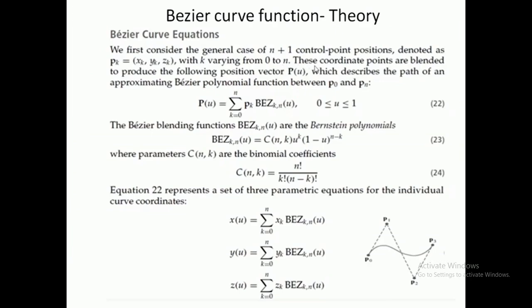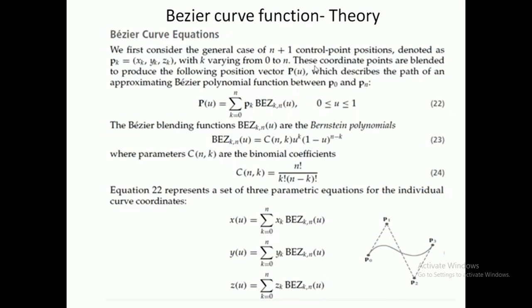Bezier Curve equations. As you know, we have derived the Bezier Curve equation in the theoretical subject, that is 17CS62. We first consider a general case of n plus 1 control points. Whenever we are drawing a Bezier Curve, we require control points. As I told in theory, n plus 1 control points you require.